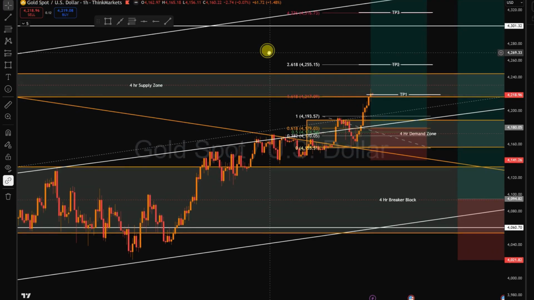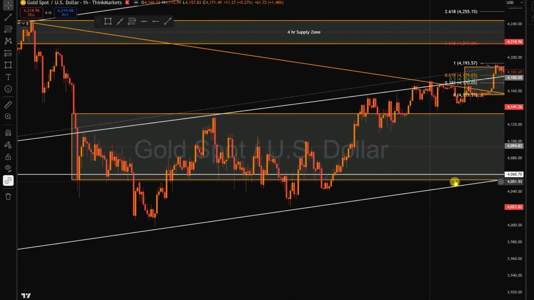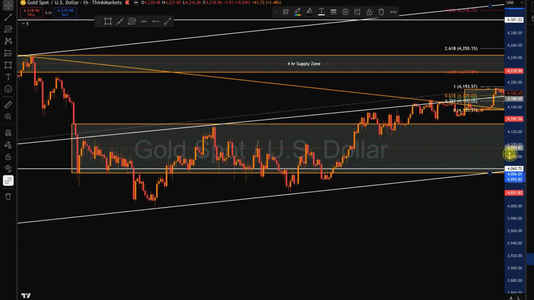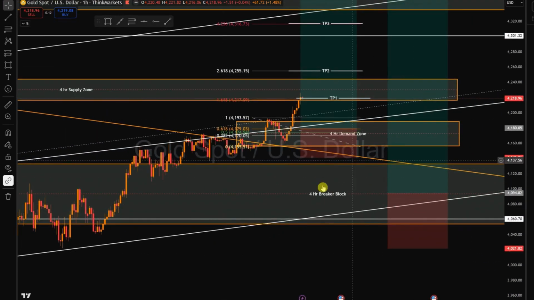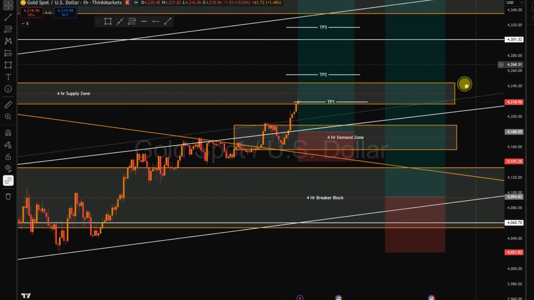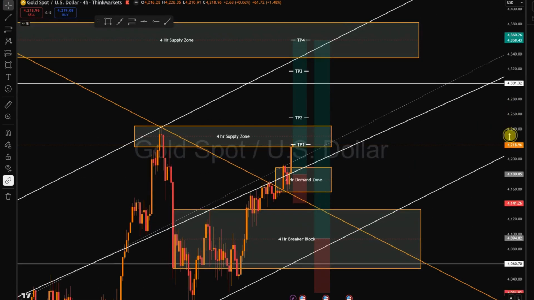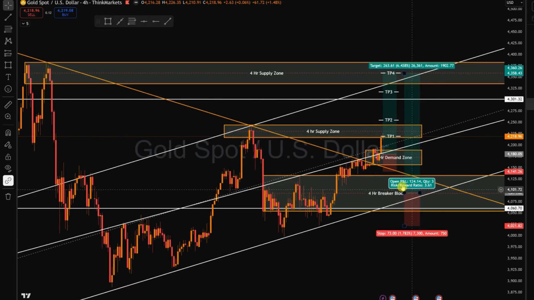To wrap everything up, gold continues to trade within a well-defined ascending channel. We've bounced strongly from a 4-hour demand zone, with the breaker block acting as our main invalidation. Upside liquidity sits at 4,245, 4,265, 4,320, and ultimately the major supply around 4,360 to 4,380. This structure is clean, logical, and supported by multiple confluences. As long as price respects the breaker block, buyers remain in control.